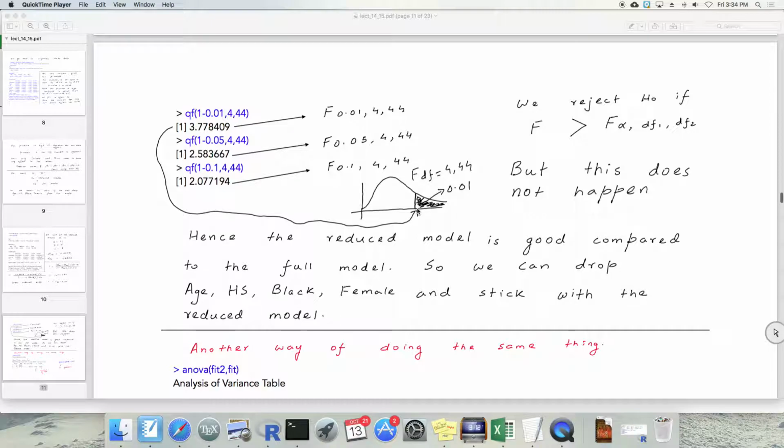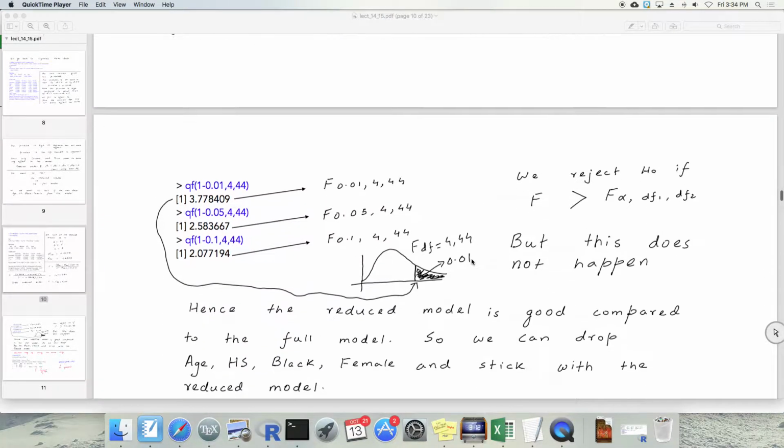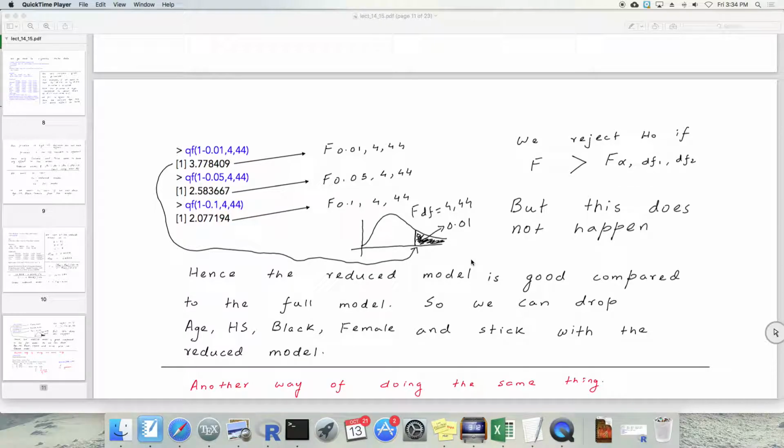And we compare that to the 3 cutoff points. The cutoff point for 0.01 is 3.77, for 0.05 is 2.58, and for 0.1 it's 2.077. If we compare to any of those three, we see that our F statistic is small. That means we should not reject H0. That means the reduced model is good. It's okay if we drop the other variables and just keep income and price.